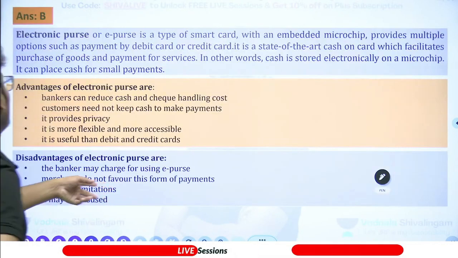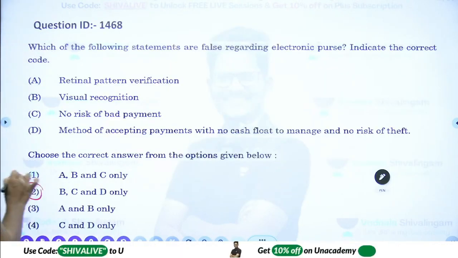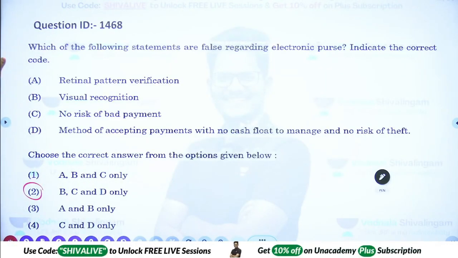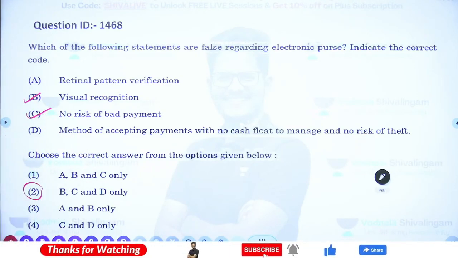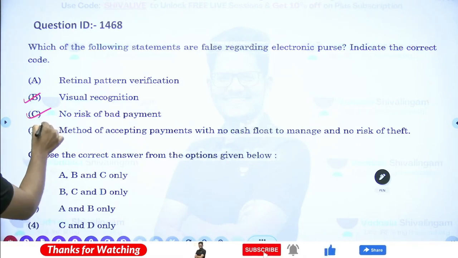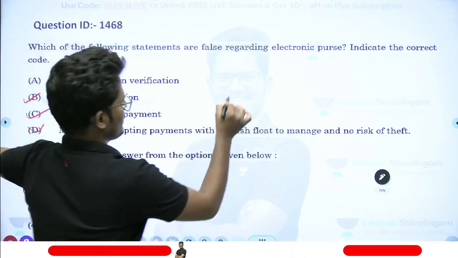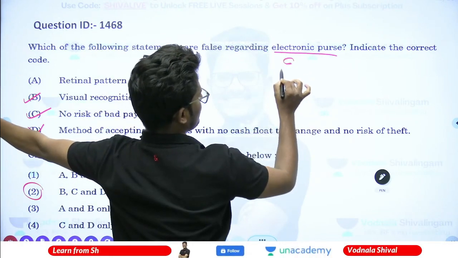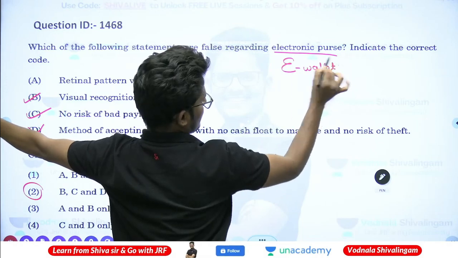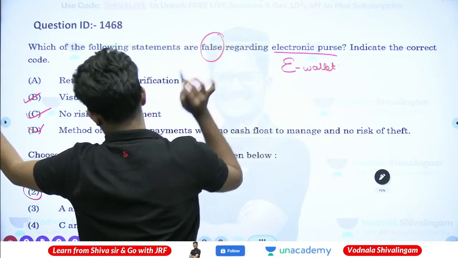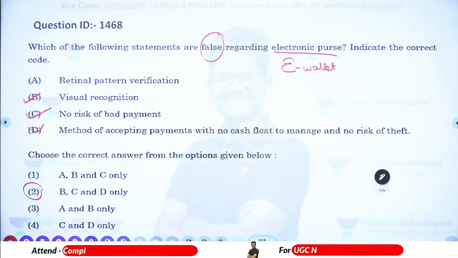So regarding the electronic purse, option B is the given answer, B, C, D. Visual recognition, no risk of bad payments, method of accepting payment with no cash float to manage and no risk of theft. So it is electronic payments, like an e-wallet only. Like a Paytm wallet. They are asking about a false statement. So there are 3 false statements.